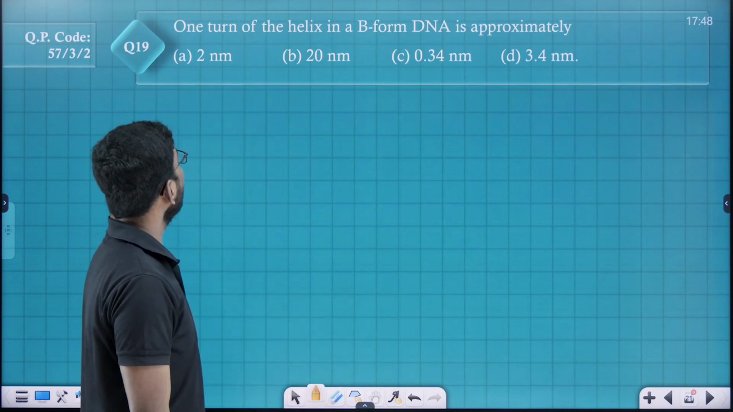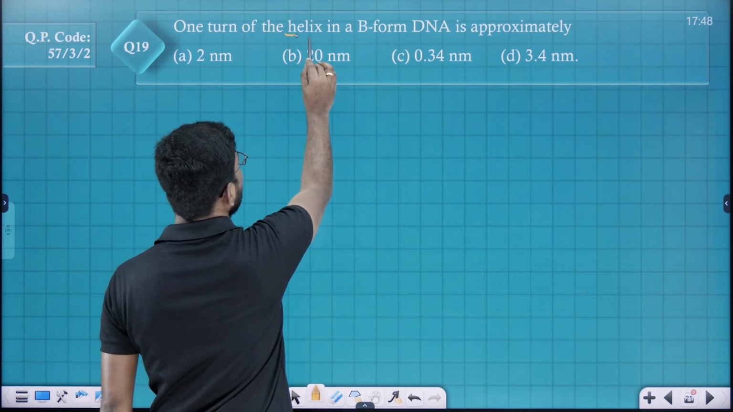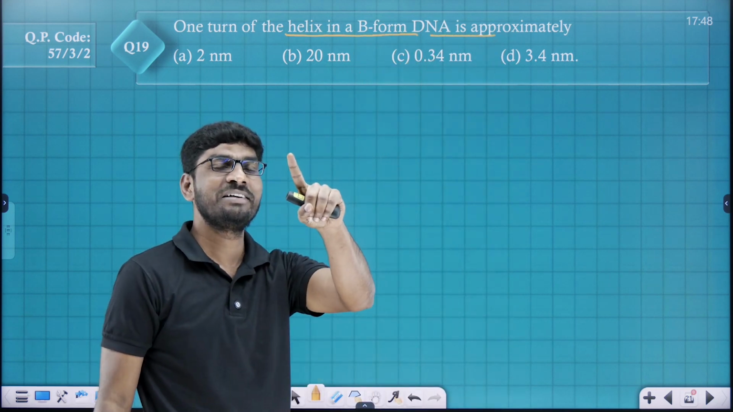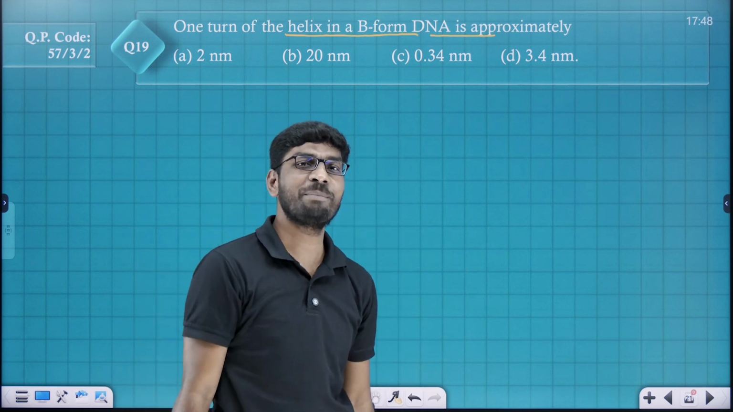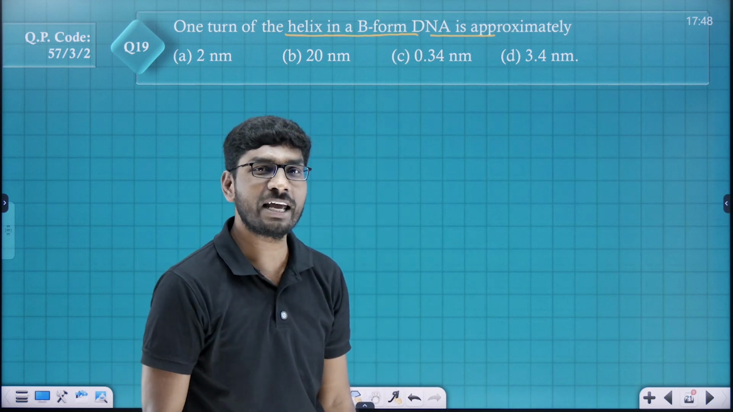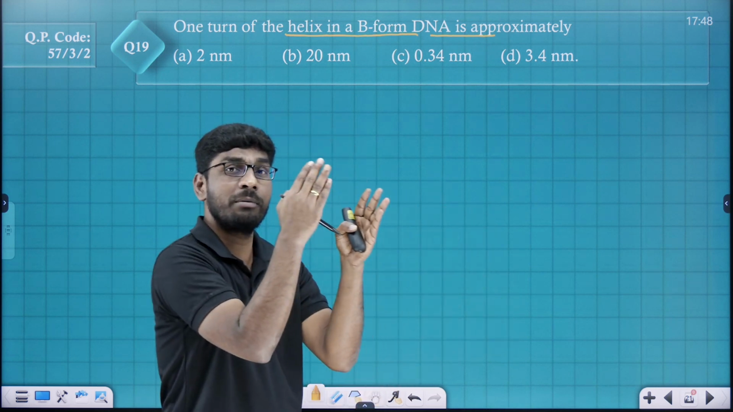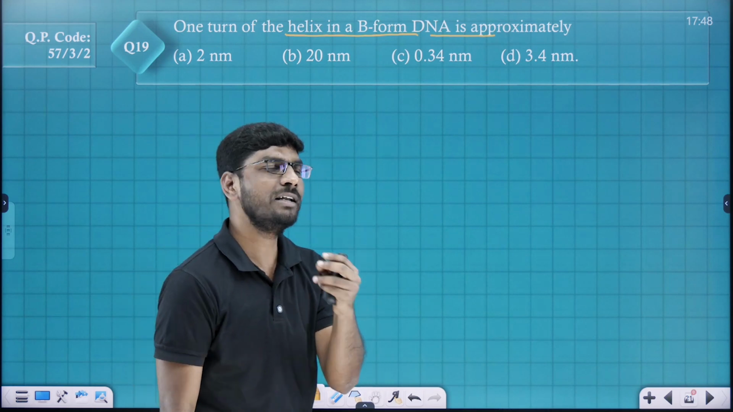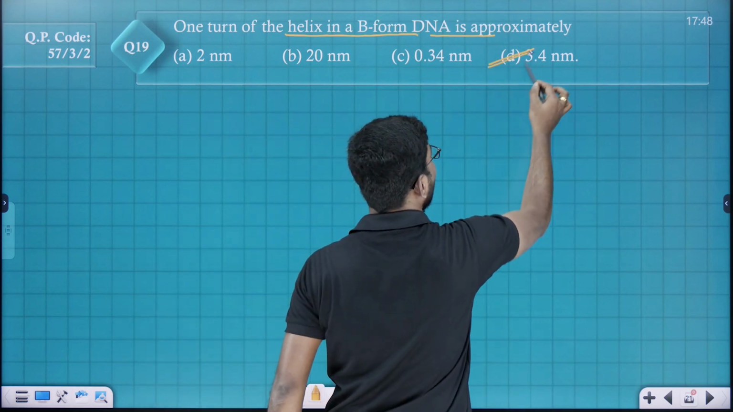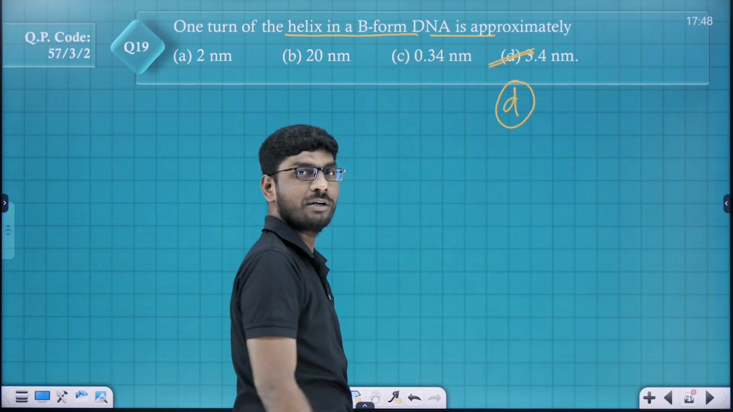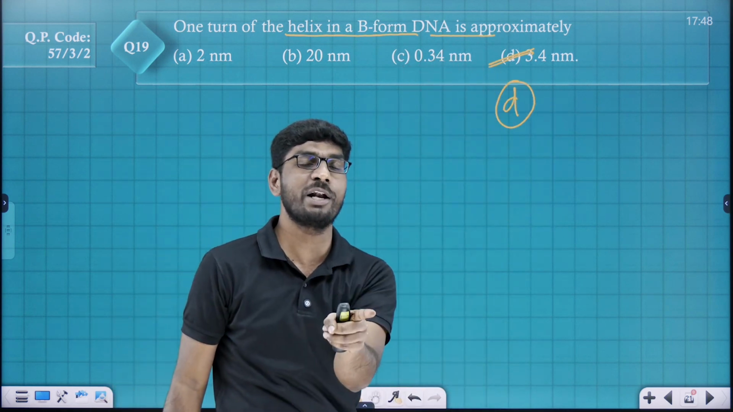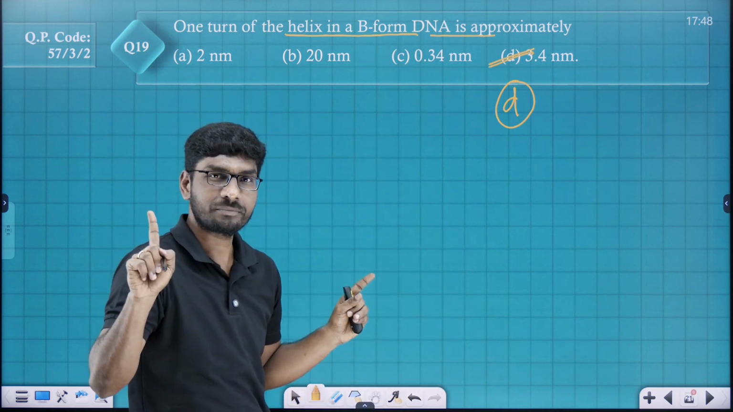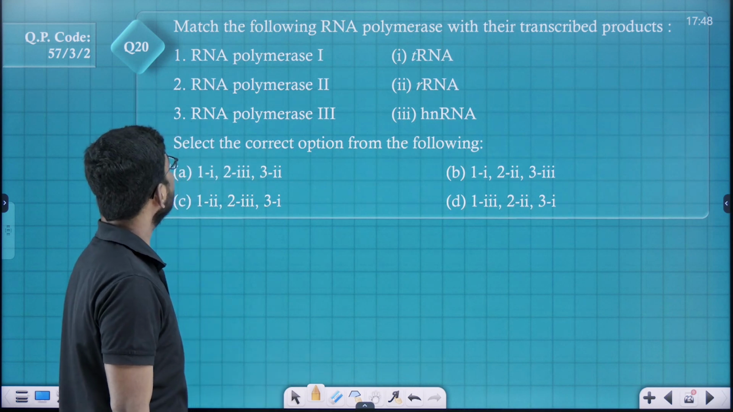Next question. One turn of the helix of B form DNA, approximately one turn. Now you answer me. I explained this in the previous questions. For one turn of DNA, if it is a consecutive base pair, it is 0.34. If it is one turn, the simple answer is 3.4 nanometer. One turn, 3.4 nanometer. If it is a consecutive base pair, 0.34. Simple. Done.